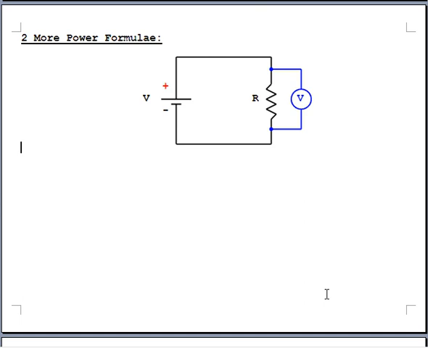Now, I want to show you a couple more equations to find power. We've already seen P equals I times V. You'll notice in this circuit, we've got our battery connected to a resistor. We've got ourselves a voltmeter, but it looks like we're missing an ammeter. Maybe somebody hooked it up incorrectly previously and let all the smoke out, lit it on fire.